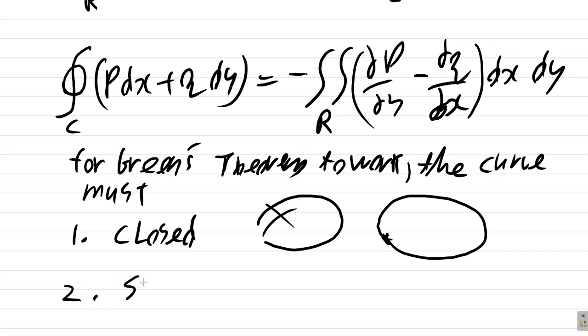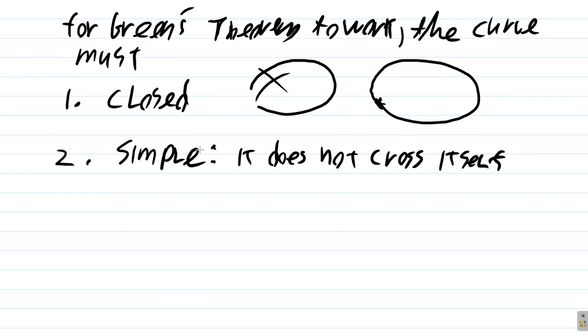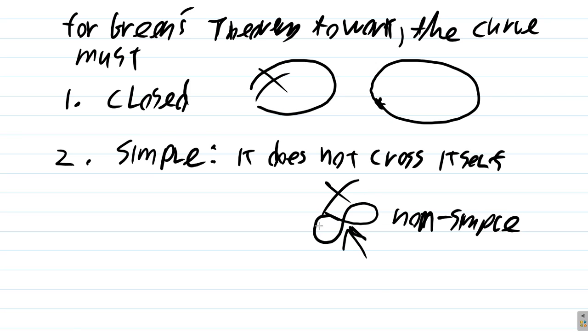Two, it must be simple. It must be a simple curve. It does not cross itself. So a curve like this is a non-simple curve. It crosses itself right here. That cannot work with Green's theorem. And three, it must be positively oriented.